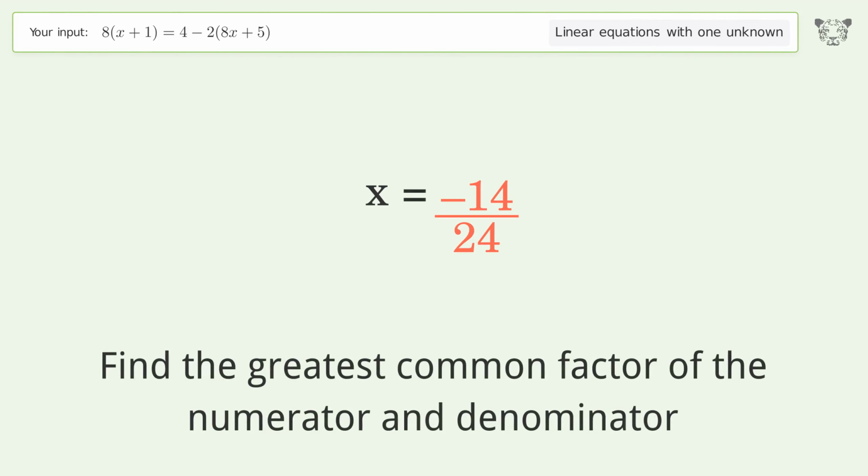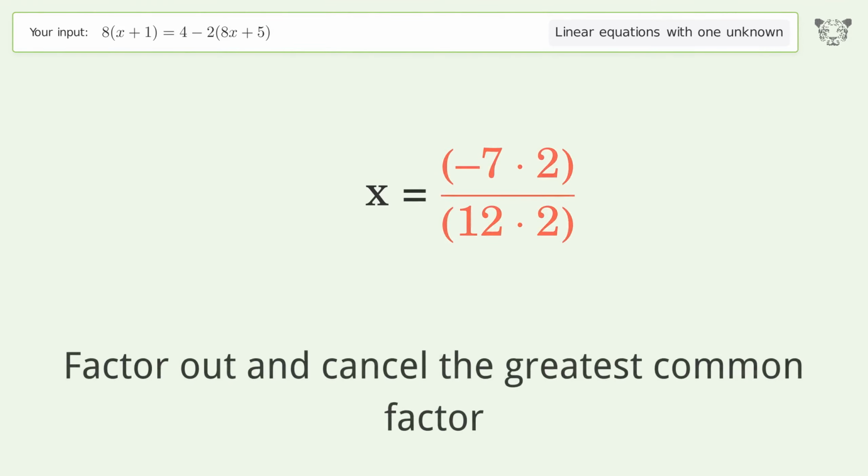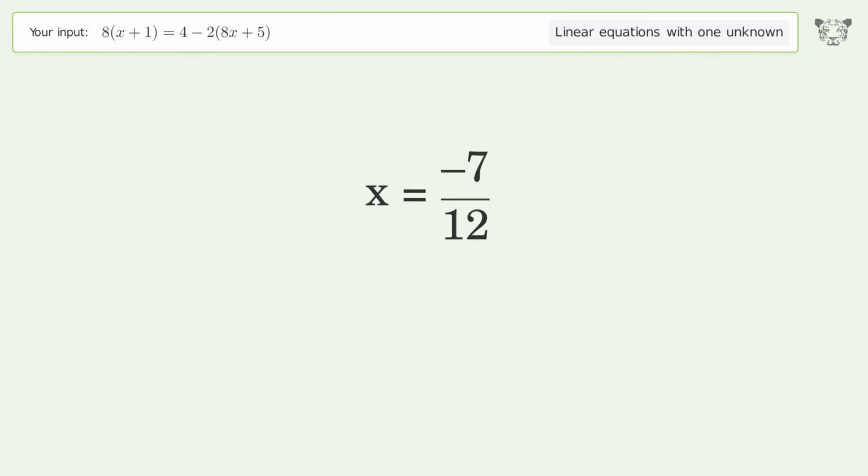Find the greatest common factor of the numerator and denominator. Factor out and cancel the greatest common factor. And so the final result is x equals -7/12.